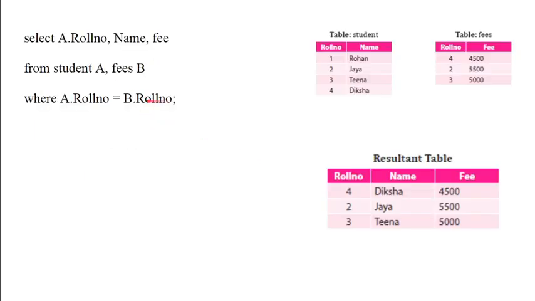So this equijoin, let us see the example of how to perform an equijoin. Here we have two tables, a student table and a fee table. So you can see the primary key of one table is used in the other table. So there is a relationship between the two tables.